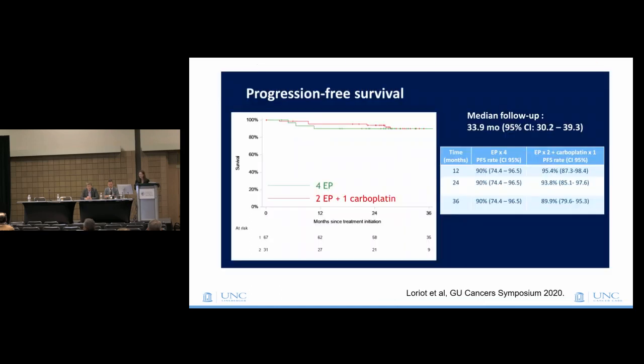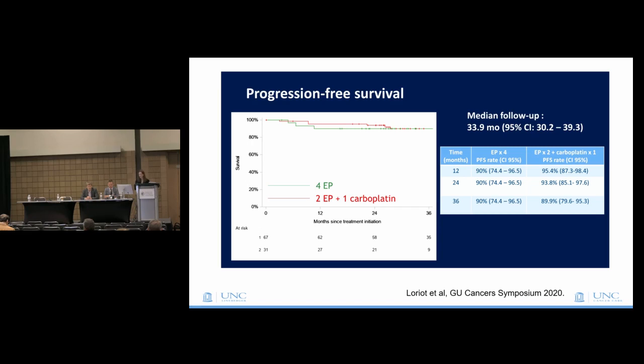And these are the curves from the 2 arms. The patients that got EP times 4 are green. The ones that got de-escalated, which was actually the majority of patients, got EP times 2 and 1 dose of carboplatin. And you can see the 3-year progression-free survival is actually exactly the same in the 2 arms.